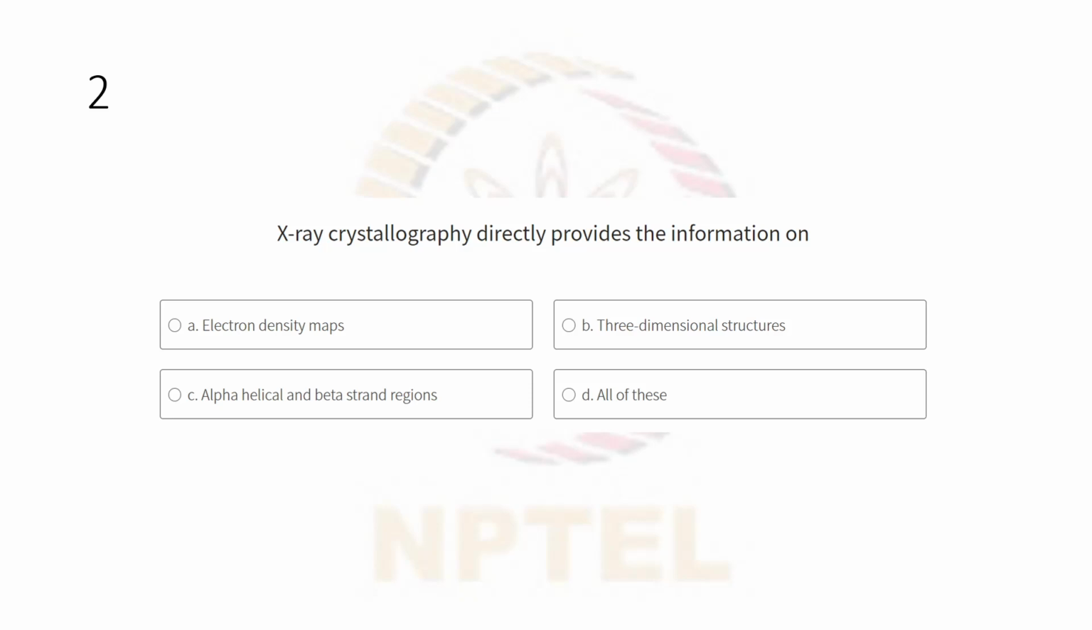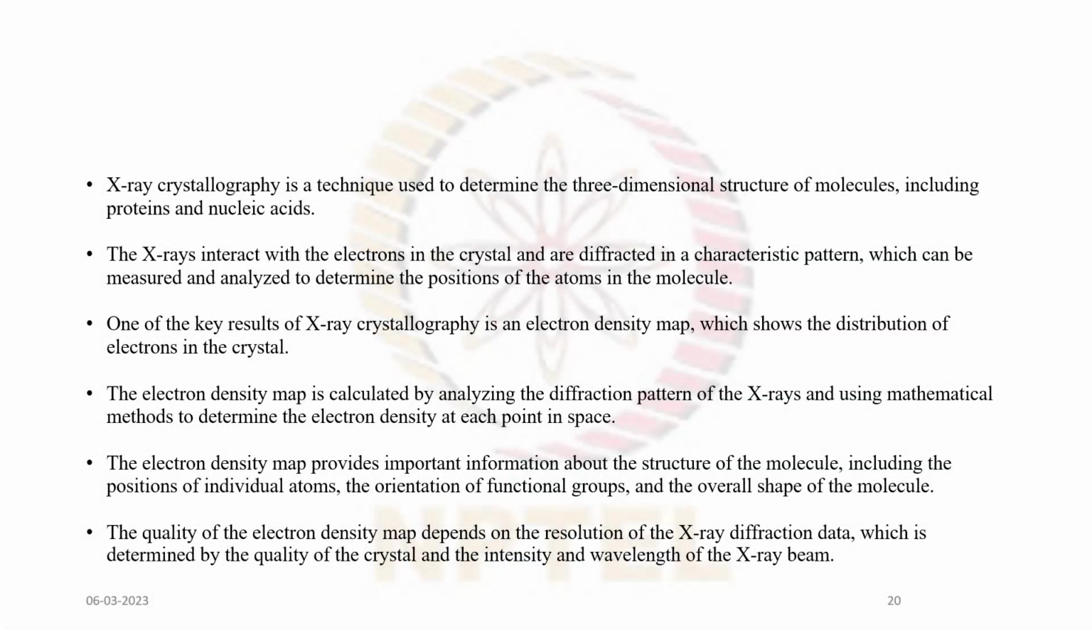One of the key results of X-ray crystallography is the electron density map, which shows the distribution of electrons in the crystal. This electron density map is calculated by analyzing the diffraction pattern of X-rays with the help of some other mathematical methods, to determine the electron density at each point. It provides information about the structure of the molecule, including the position of individual atoms, orientation of functional groups, and overall shape of the molecule.